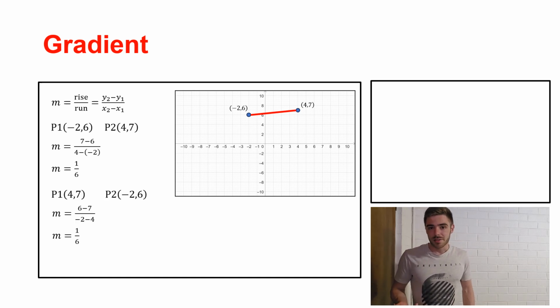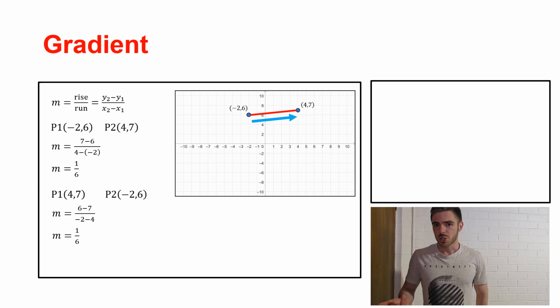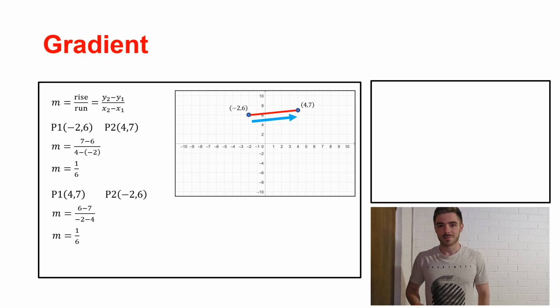We can see that the gradient is positive, which makes sense since we are rising from left to right. We also see that the gradient is only a small number. It's just 1 over 6, which also makes sense because the slope is quite shallow. It's not quite as steep as others would be.